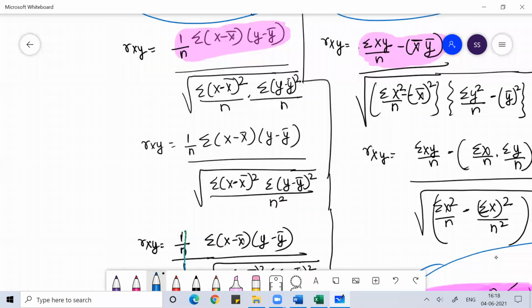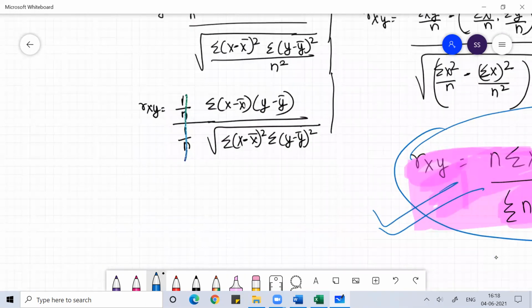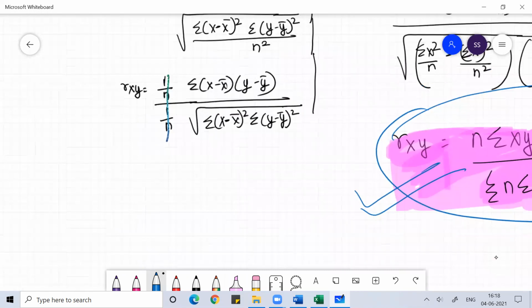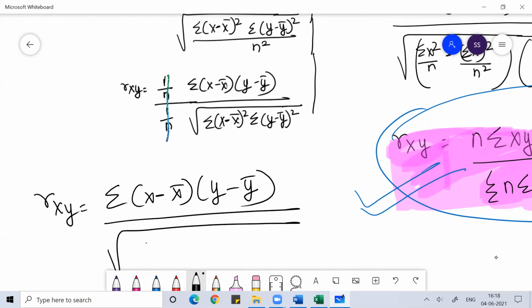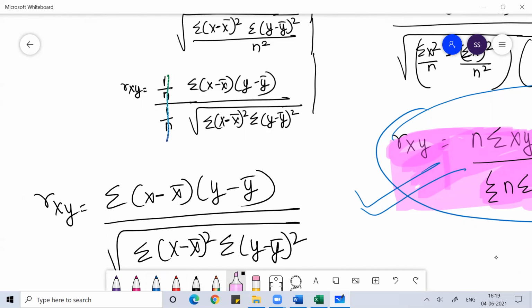Okay, everyone. So here you can write the same thing for r. Another formula of r is equal to summation of (x minus x bar) into (y minus y bar), divided by under root of summation of (x minus x bar) whole square into summation of (y minus y bar) whole square. This is another formula of r.